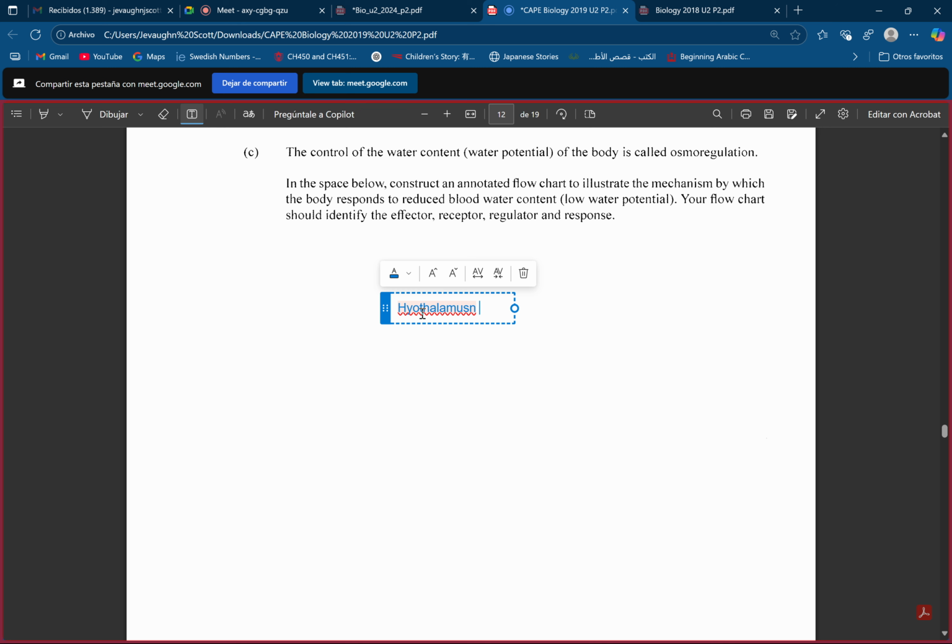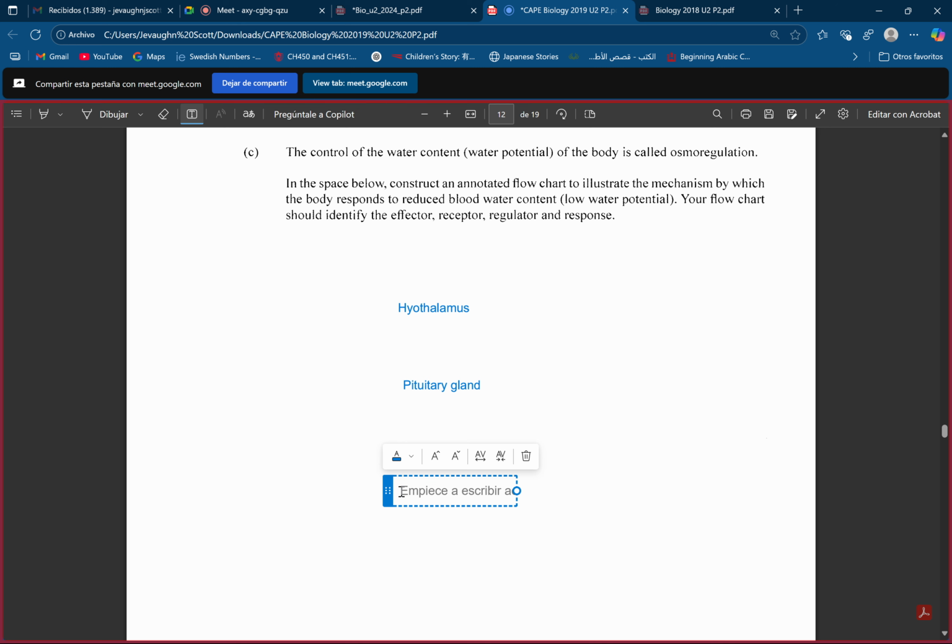Hypothalamus. Right, so the hypothalamus, even though that is not necessarily spelled correctly. So we have that there. We can have the pituitary gland, right? We can have the kidneys. Are the kidneys involved in this process?